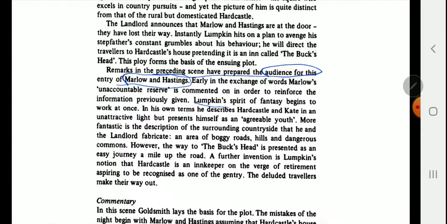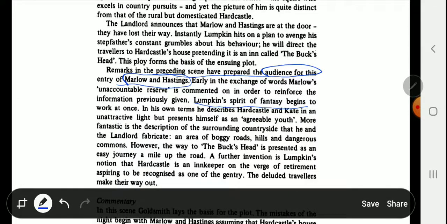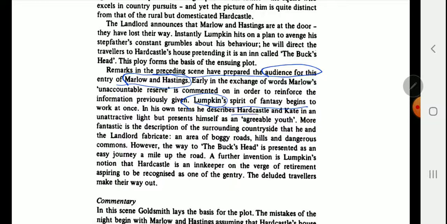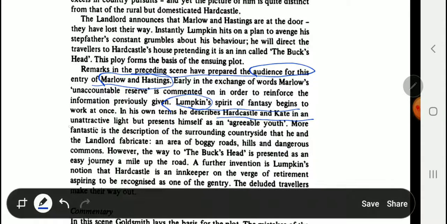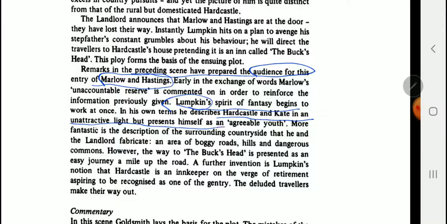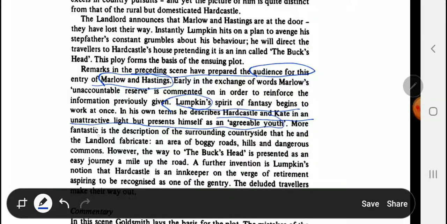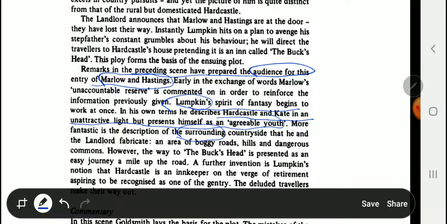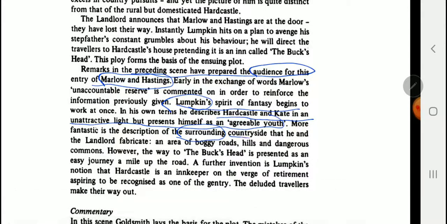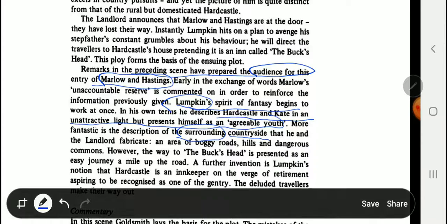So Lumpkin's spirit of fantasy began to work at once, and Tony Lumpkin described Mr. Hardcastle and Kate in an unattractive light, but presented himself as an agreeable youth. More fantastic is the description of their surroundings. So both the landlord of this inn, the Three Pigeons, and Tony Lumpkin started to describe the countryside for both Hastings and Marlow.